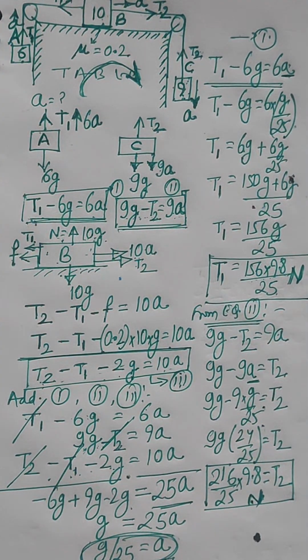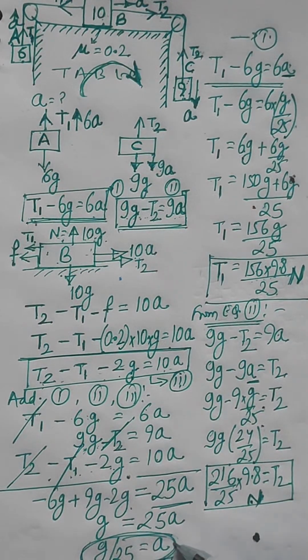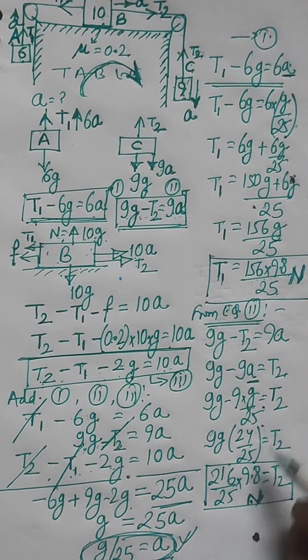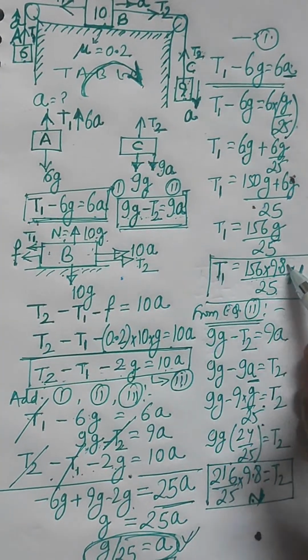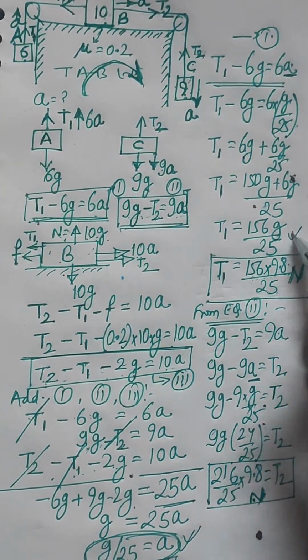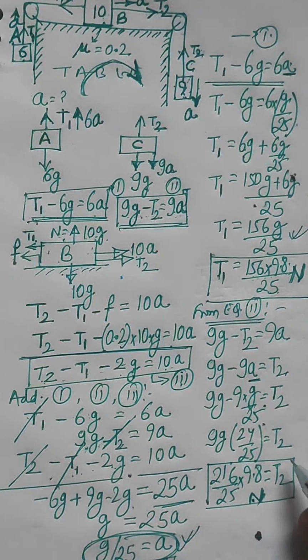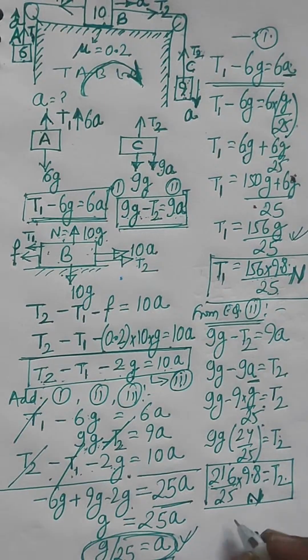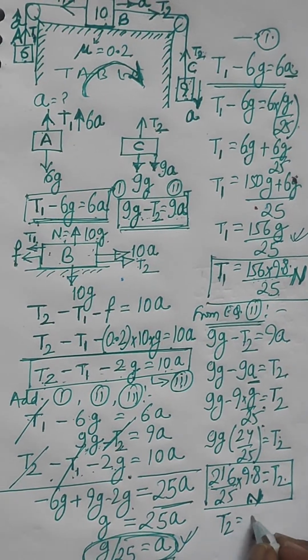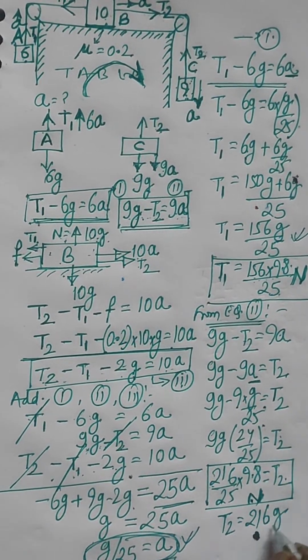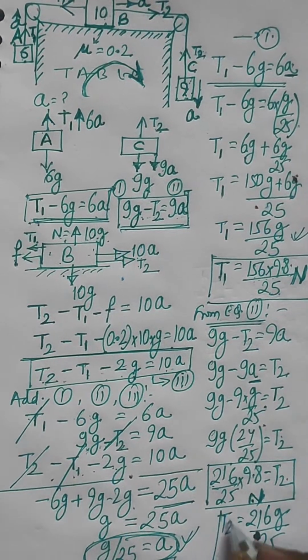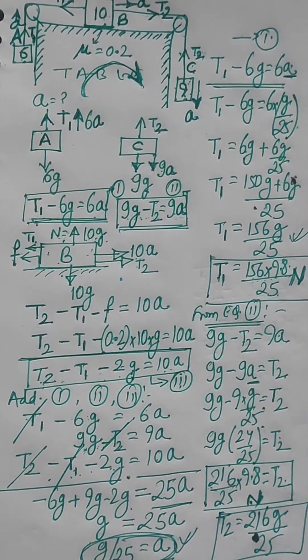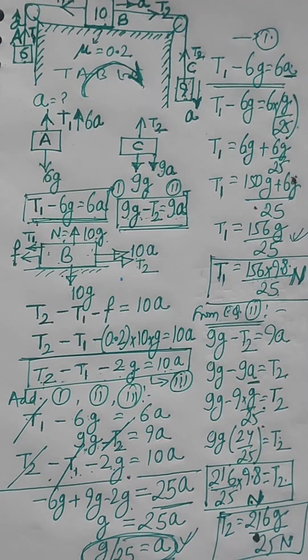So Kevin, you have calculated it perfectly correctly. G by 25 is the right answer for the acceleration, and T1 is 156 into G by 25, right? Just calculate these values, and T2 is 216 by 25G, right? T2 is nothing but 216G by 25. This much Newton. So in this way we have solved this question, students.